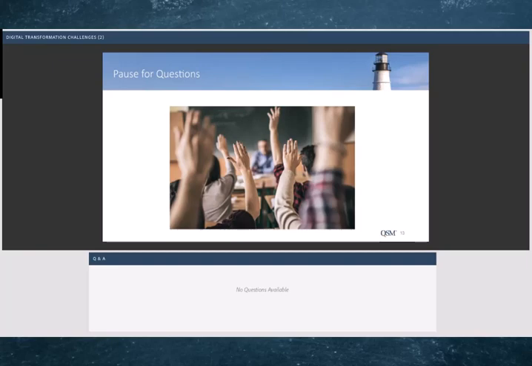How do you measure the amount of work to be done? Are story points an option? Great question. In fact, we're going to get into more details on that as we get into the webinar. But yes, story points is definitely an option. There are multiple ways that you can measure the work.